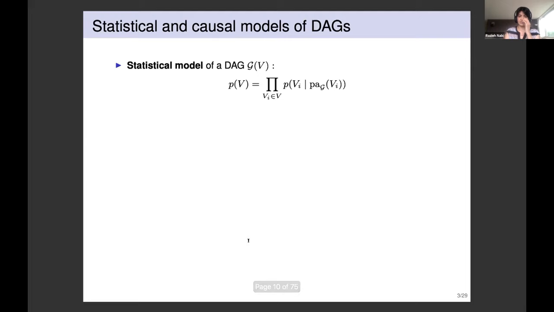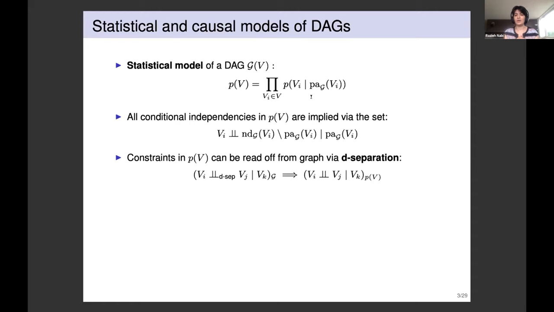So in general, we know a lot about DAGs. For example, the statistical model of a DAG over a set of vertices or random variables V is a set of distributions that can be factorized as such. It's a product over the conditional distribution of each variable given its parents on the graph. And this statistical model basically encodes a set of conditional independencies that are implied by this set here, sometimes referred to as the local Markov property, which says that each variable is going to be independent of its non-descendants and non-parents given the parents of the variable on the graph.